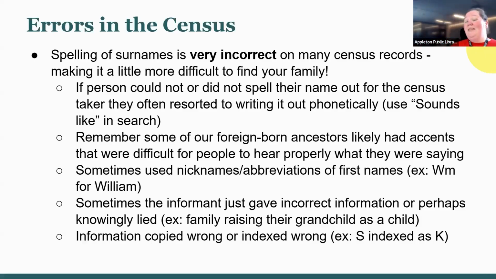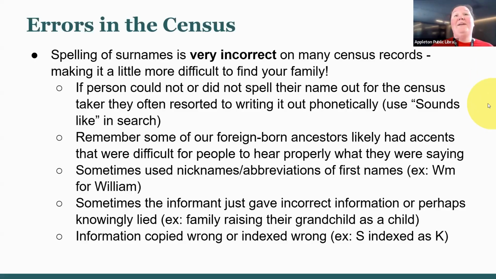Again, sometimes they use nicknames or they might have abbreviated a first name like WM for William. Sometimes, again, that informant is just giving incorrect information or perhaps unknowingly lied. Maybe it's a family saying that their grandchild is their child because there's shame in that their daughter had a child and they're raising it as their own, something like that. You don't know all the specific little circumstances that maybe that's why they lied.